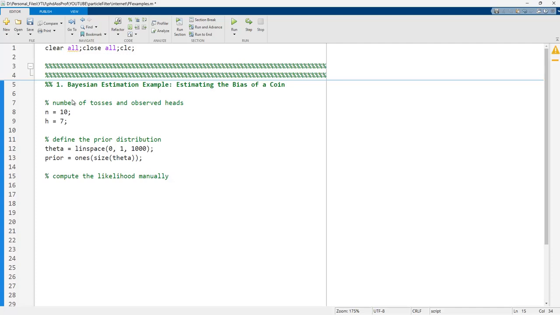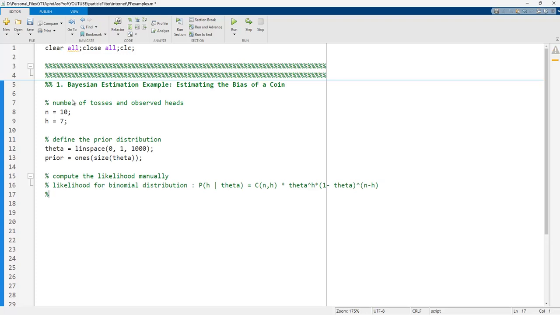and then compute the likelihood manually. Normally we have a built-in function in MATLAB, but we need to write the code manually here. The likelihood for the binomial distribution can be given by p(h|theta) equals C(n,h), this is the combination, theta to the power h times (1 minus theta) to the power n minus h.